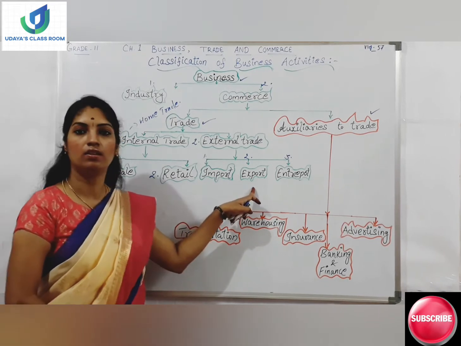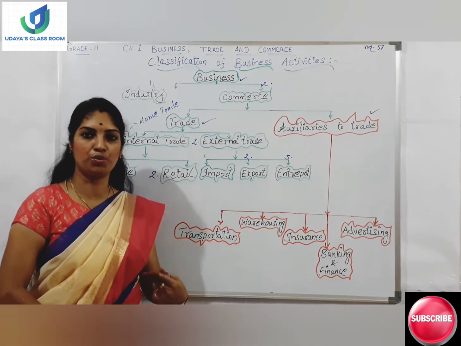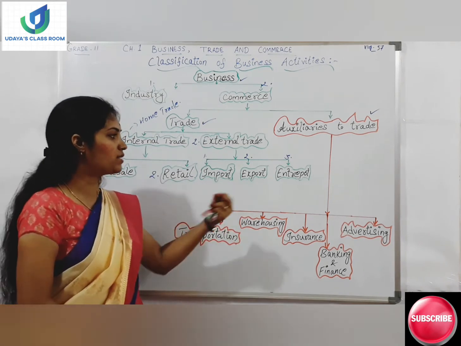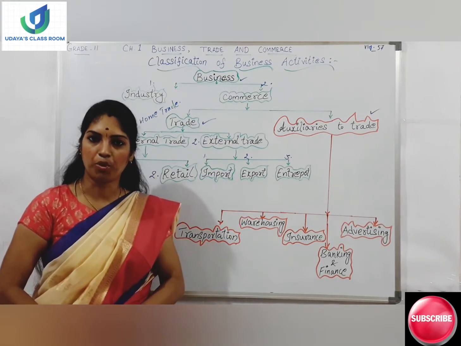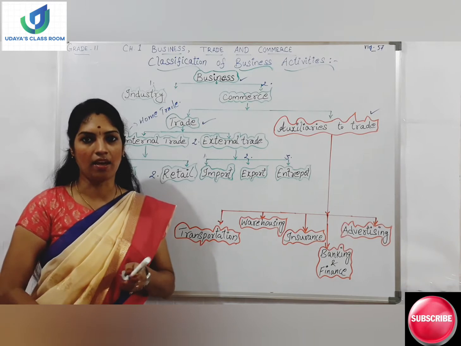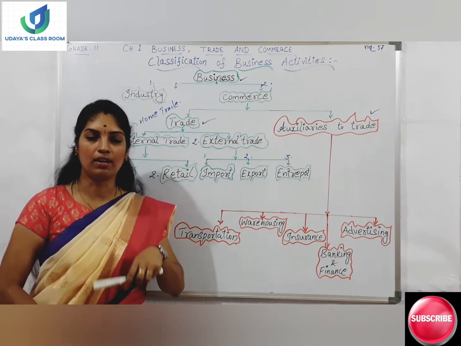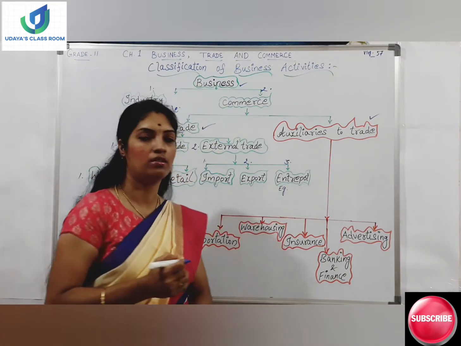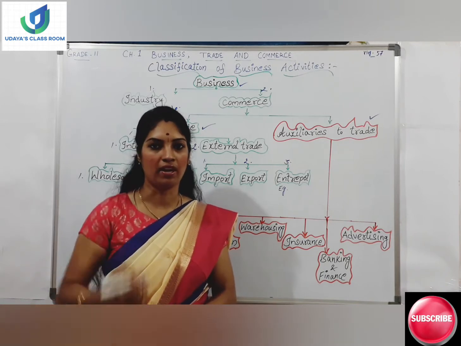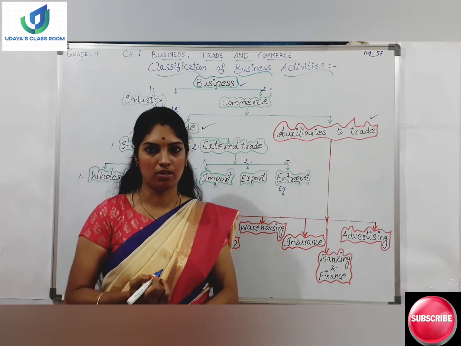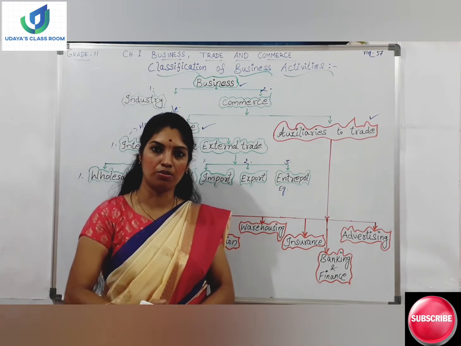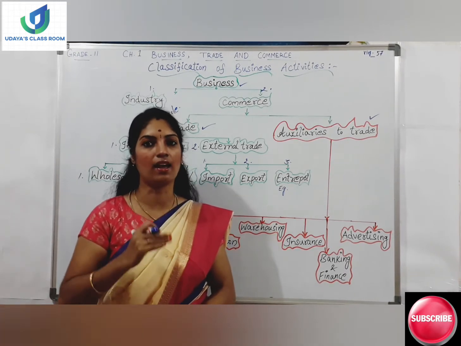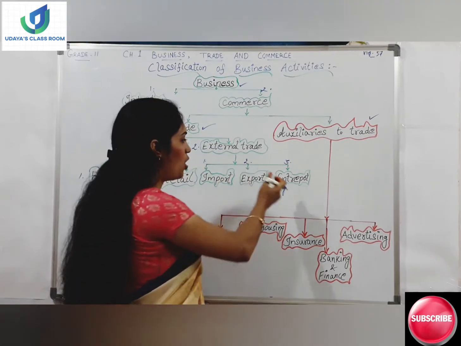What do you mean by export? Our country-produced goods will be sold to another country. We will be exporting the goods and services. That is called export. And what is this entrepot? Entrepot means nothing but the goods which we have imported from another country, from here again we will be exporting to another country. For example, I am importing some goods from America and I am not going to use those goods. I am going to export those goods to China. That is called entrepot. Importing goods from another country and then again exporting to some other country is called entrepot.